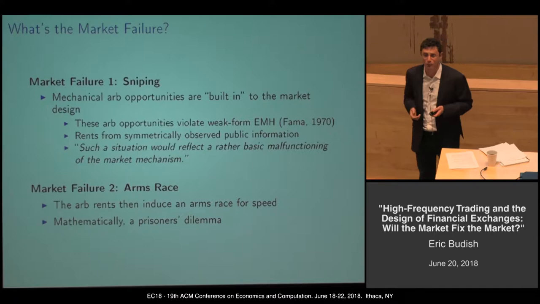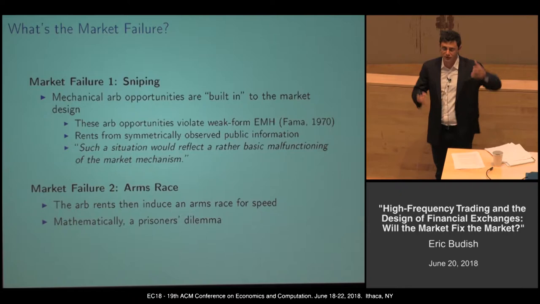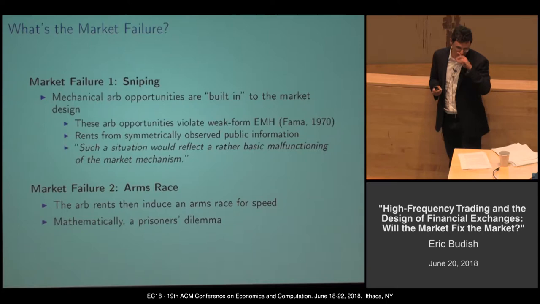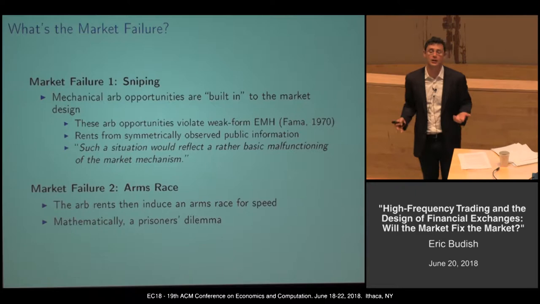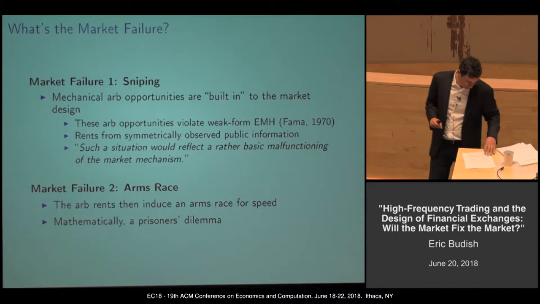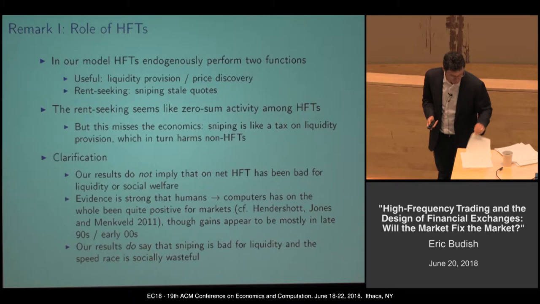And the second market failure is that these sniping rents then induce an arms race, which is mathematically equivalent to a prisoner's dilemma. High-frequency trading firms would be mutually better off if they could collectively disarm, if they could collectively agree to stop investing in new speed technology, but that's not an equilibrium. Okay, a couple of remarks about the model. So one is the role of high-frequency traders.